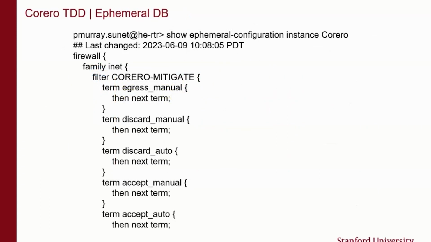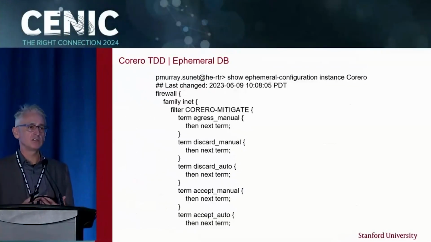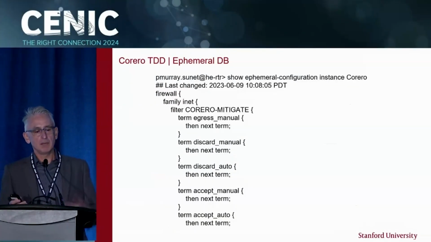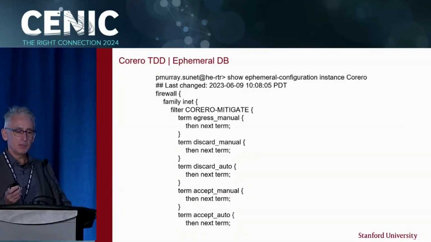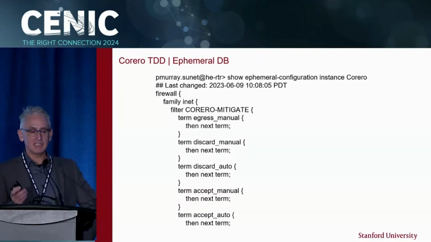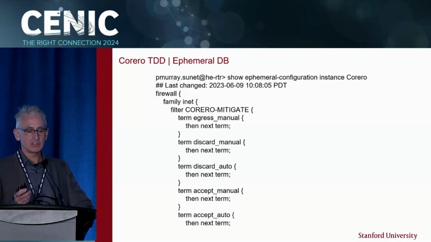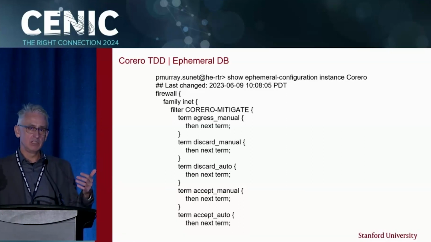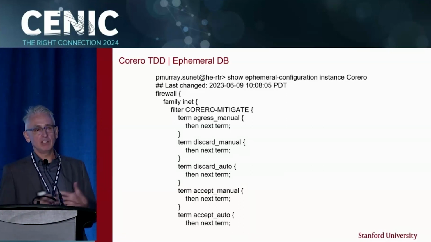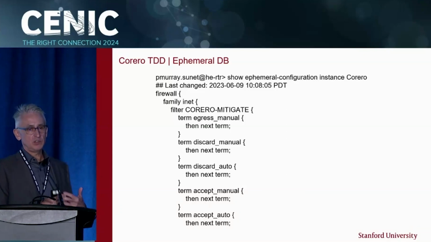Okay, so we spoke about this ephemeral database as one of the reasons why Corero integrates with Juniper. I'm going to read out the description from Juniper's definition of the ephemeral database. It's an alternate configuration database that provides a fast programmatic interface for performing configuration updates on devices running Junos. So this is how the Corero is able to send instructions back very quickly to the Juniper router.